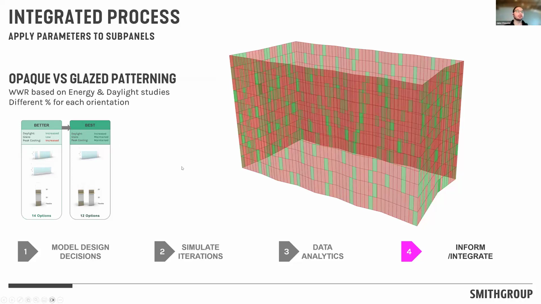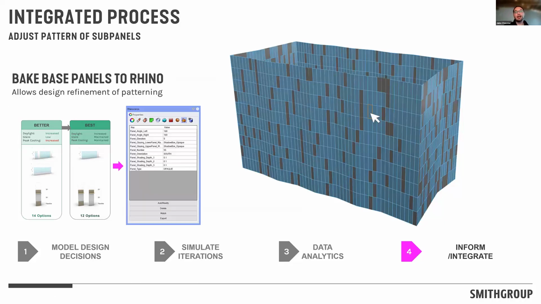And each facade has a different shading technique. So all that's done in Grasshopper. And then once we have that applied, we can actually bake those panels back into Rhino. What this does is it allows the design team to jump back in. Maybe we have a couple people who are comfortable in Grasshopper, but most of the design team wants to work within Rhino or Revit. So the process we developed was to actually bake these panels.